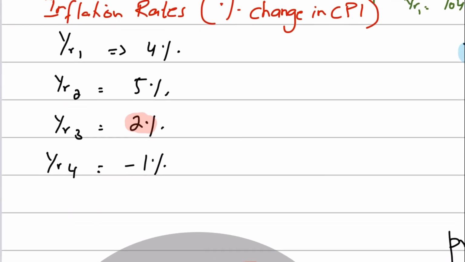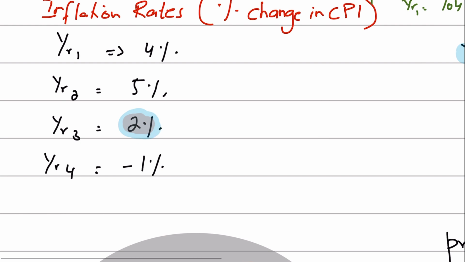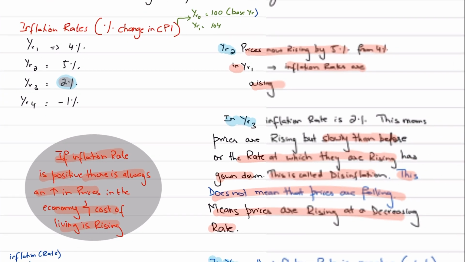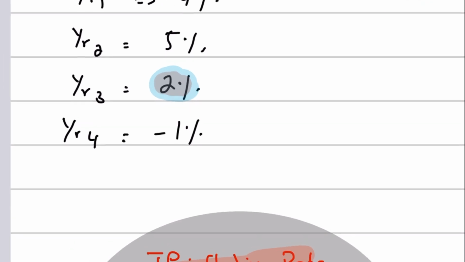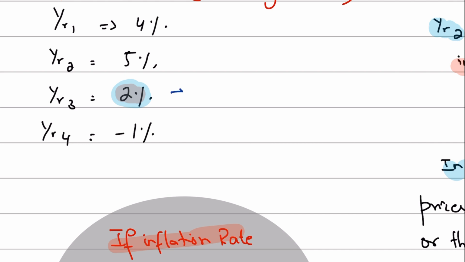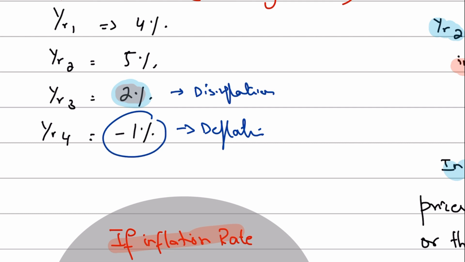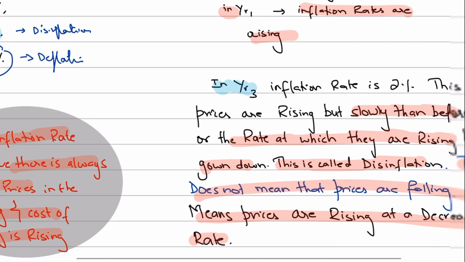So a lot of people think that in year 3, things are getting cheaper. No, things are not getting cheaper in year 3. Things are getting expensive, and the cost of living is rising as well, right? However, in year 3, we have disinflation, that is inflation at a declining rate. And in year 4, we have basically deflation, because here the rate of inflation is negative. So whenever the inflation rate is negative, it means that prices are falling, which is deflation.